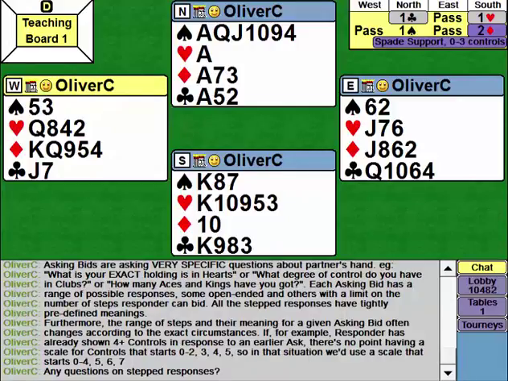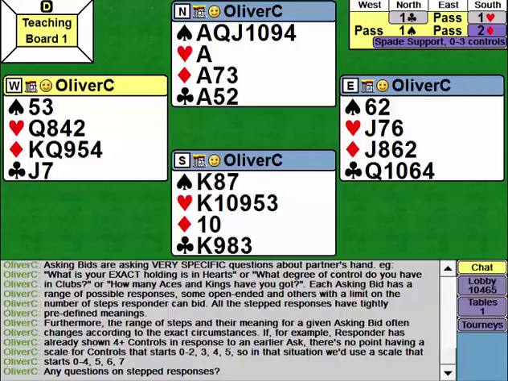The one no trump bid would show over one spade no support for spades and 0 to 3 controls. The two club bid would have shown no support for spades and four or more controls. The two diamond bid is covered there. The two heart bid would show spade support and four or more controls.